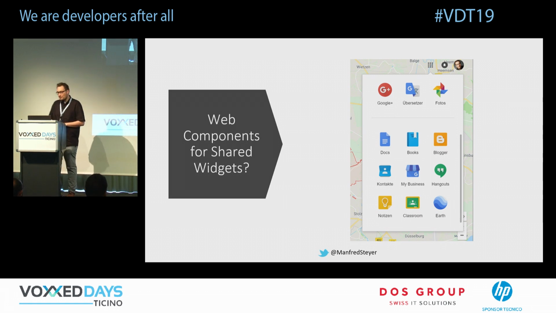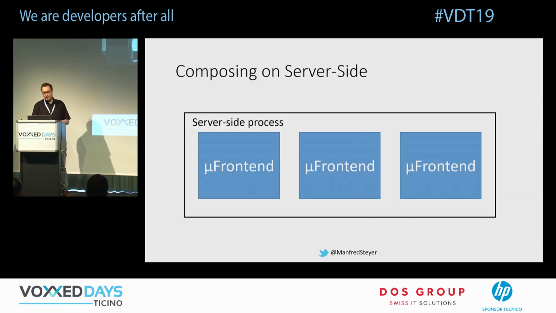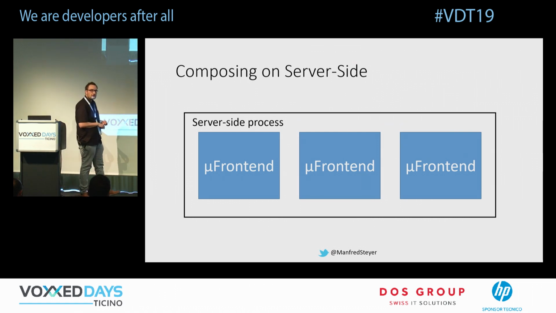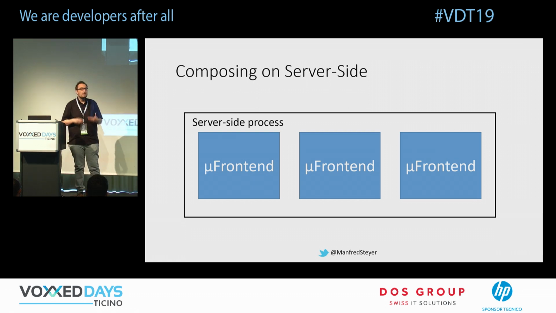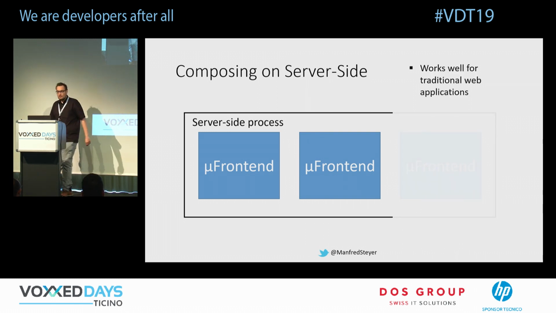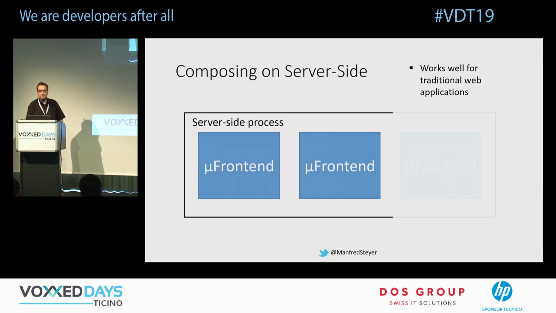Another strategy for implementing micro frontends is composing several micro frontends on the server side, which means you have a lot of tiny applications, and on the server side you are just composing them together, for instance with something like server-side includes, or traditional includes you have in a lot of frameworks like PHP, Java Server Faces, and so on. When it comes to this solution, we have a solution that works well for traditional web applications.